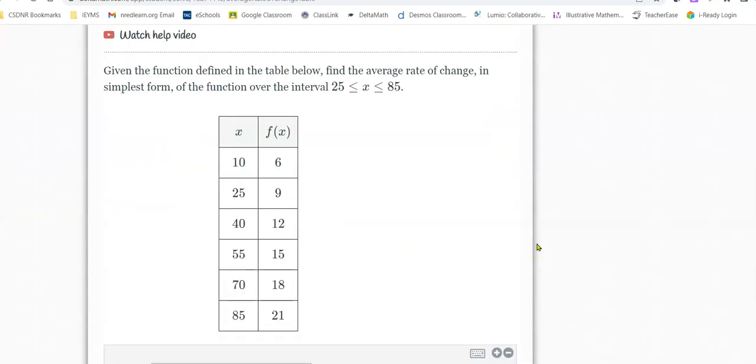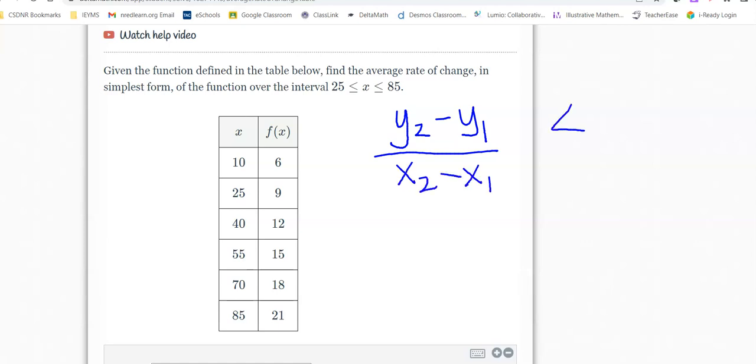So when we find a rate of change for a function, we are looking for the change in the y values divided by the change in the x values. You may remember this from your previous course. It's known as the delta y over the delta x. So you need to know 2 points.